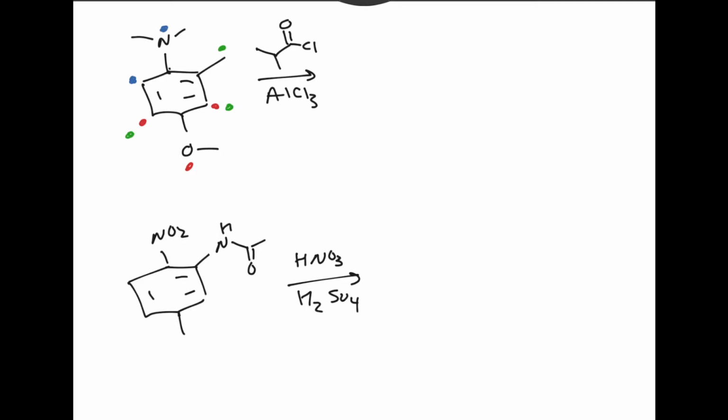Right, so we're going to go to the position that has the most groups pointing, hey, go here, right? So the methyl and the methoxy are both saying add to this carbon or this carbon. This one's between two groups, so we can eliminate it. So we're just going to add our group there.